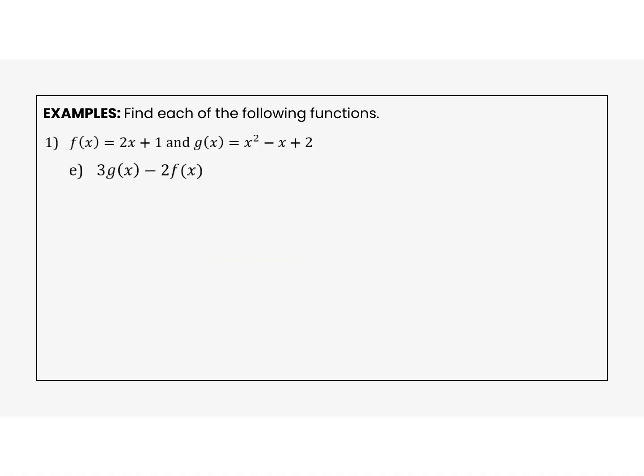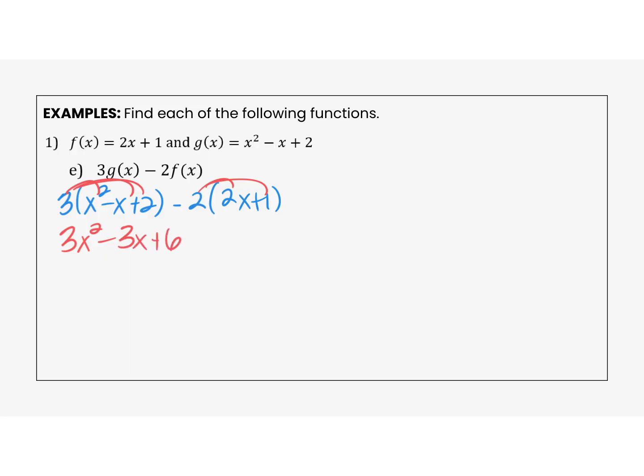Okay, this one, there's a little bit more to it. I'm taking 3 times g of x, and I'm subtracting 2 times f of x. So first, I'm going to take 3 times x squared minus x plus 2, and then I'm subtracting 2 times 2x plus 1. So let's distribute out these values. So I get 3x squared minus 3x plus 6, and then I get minus 4x minus 2.